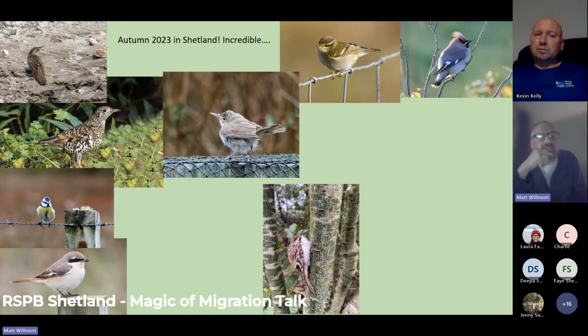They'll survive the winter. Then there's a treecreeper in the middle. Again, that's probably from Scandinavia. That was again in Helendale, so that nice wooded area around there. Again, that was present until fairly recently.